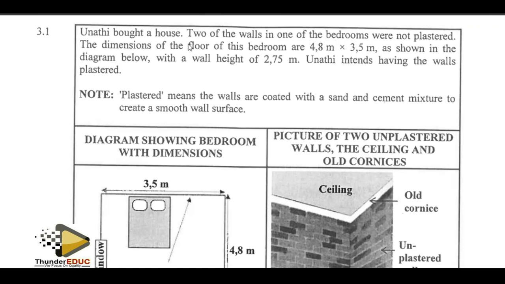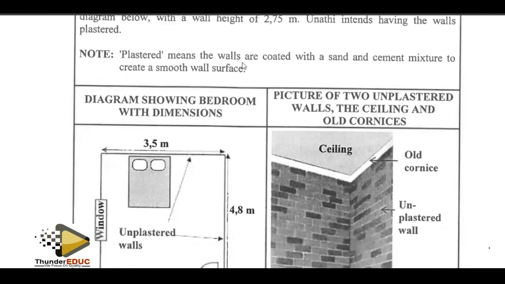Question number three says, Unat bought a house. Two of the walls in one of the bedrooms were not plastered. The dimensions of the floor of this bedroom are 4 meters by 3 meters, as shown in the diagram below, with a wall height of 2.75 meters. Unat intends having a wall plastered. Note, unplastered means that the walls are not coated with a sand and cement mixture to create a smooth wall surface. In other words, the bricks are still visible. You see the bricks the way they are.